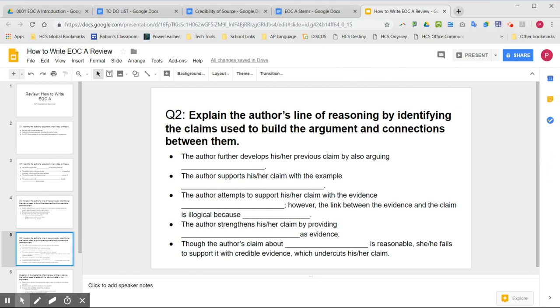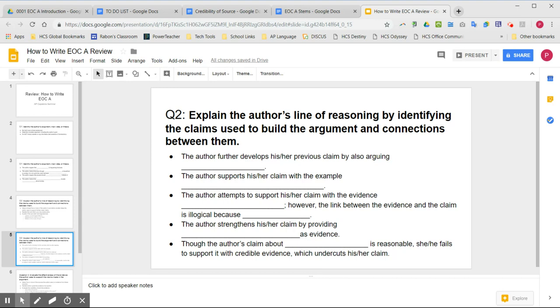Okay. You can return to your stem for EOC A, and these are some of the stems that are on there. The author further develops his or her previous claim by also arguing. So this is sort of a transitional piece, like you're trying to go from what the author started with to what the author is now moving to. The author supports his or her claim with the example blank. The author attempts to support his or her claim with the evidence. Be specific with the blanks.